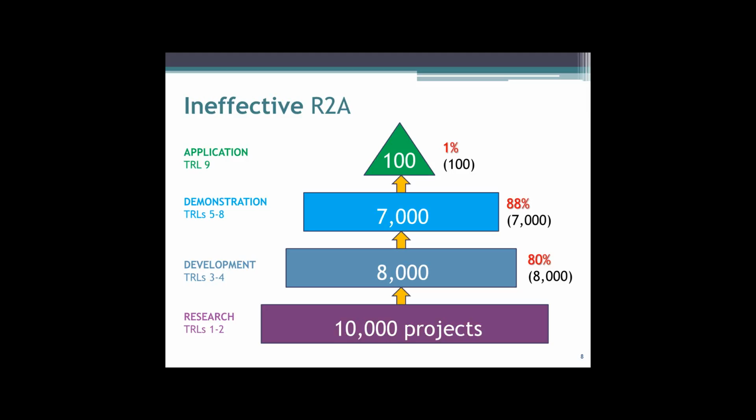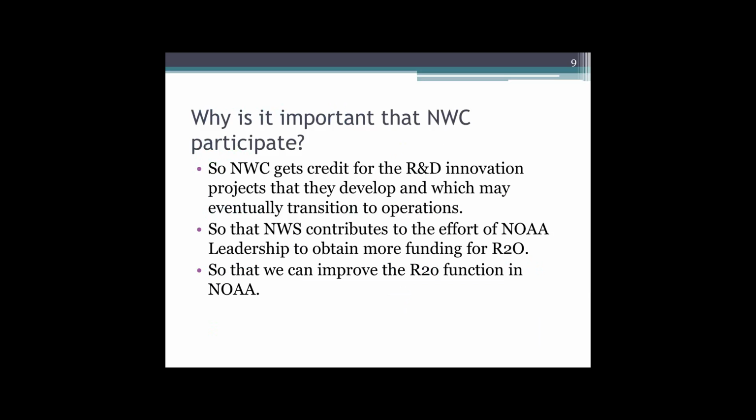And that's the basic question we're trying to answer. We want to know what this picture looks like for NOAA in order to decide what things we need to change or where we can improve to have a more efficient and effective R2O or R2A framework within the agency. Next slide.